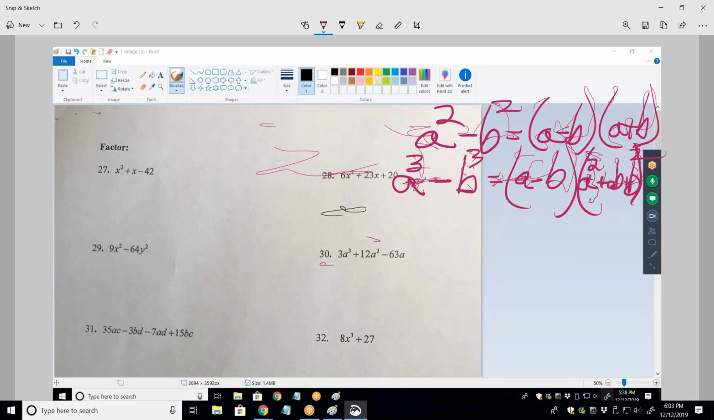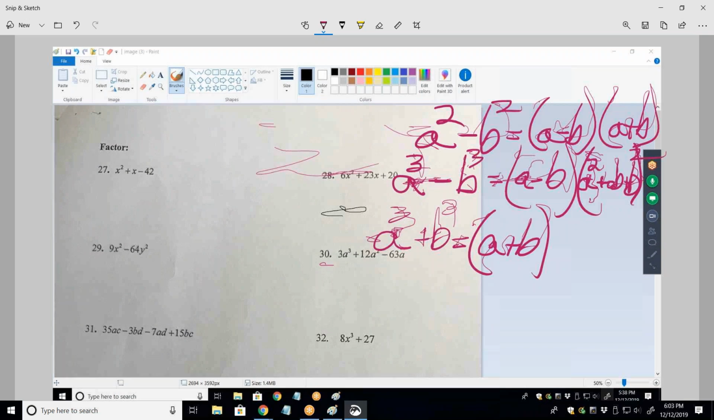And sum of perfect cubes also factors, similar. First term is a plus b, same sign as what we're dealing with. Second term is just like above. It's a squared opposite ab plus b squared. So that's how you factor the difference of perfect cubes and the sum of perfect cubes. You with me? Yeah.